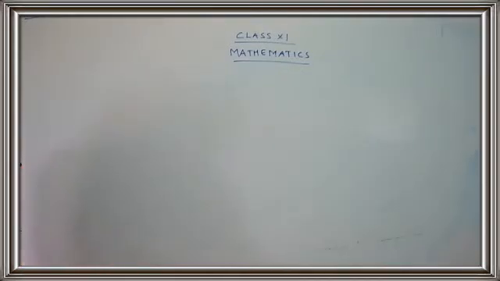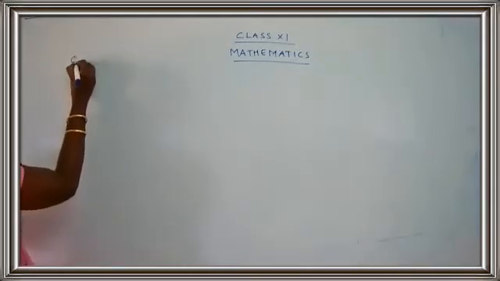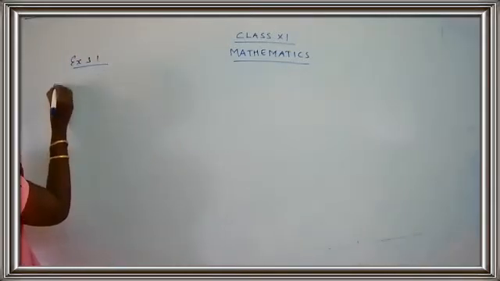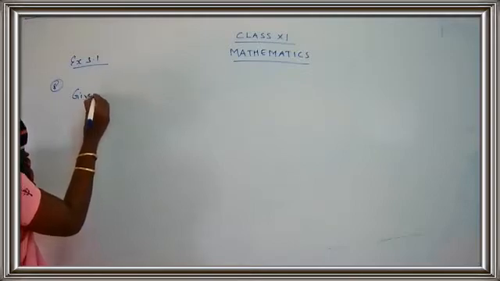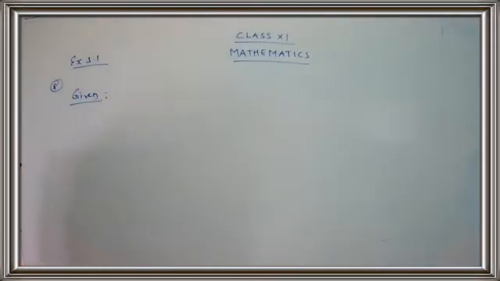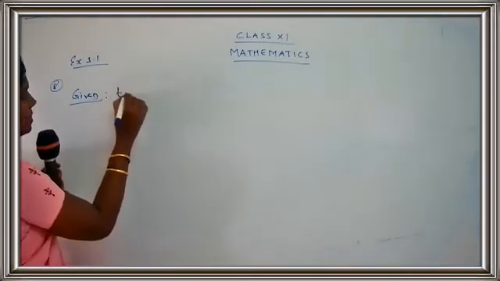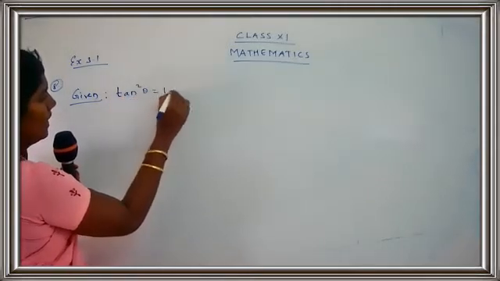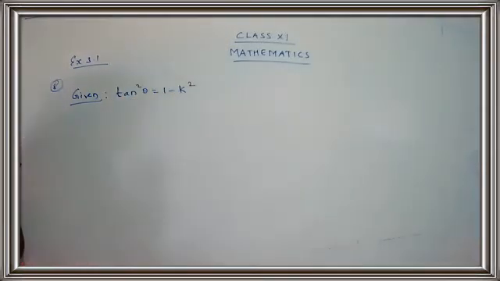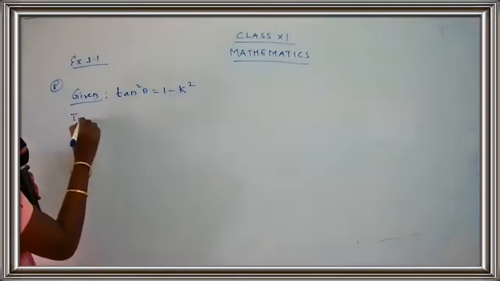Take down the sum. So write down: this is exercise 3.1, sum number 8, and on the given part. So given, tan square theta is equal to 1 minus k square. This is what is given to us. Okay, so now what to show? Write down here, to show.